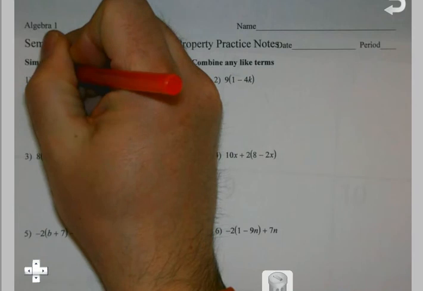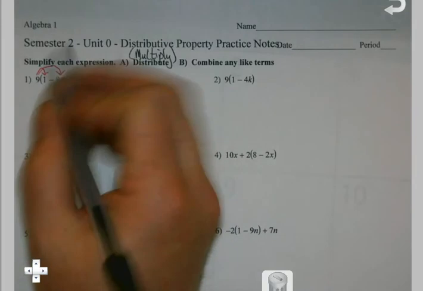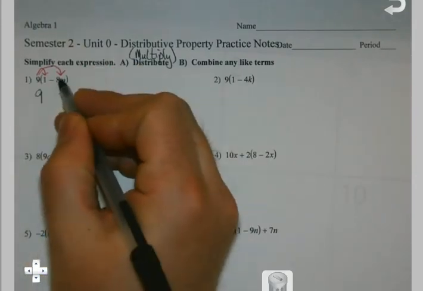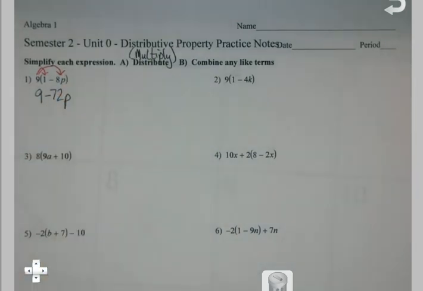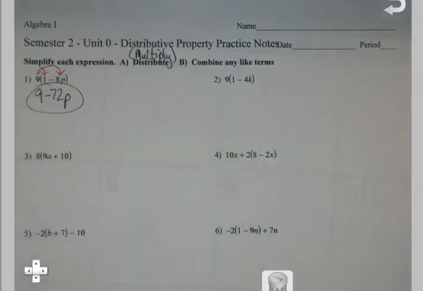So like here, that 9 that's outside multiplies through to each term inside. And when I talk about terms, those are the things that get separated if there's a plus or a minus. So I have 2 terms this time. And then I'm just going to multiply. So 9 times 1 is 9. 9 times negative 8 is negative 72, but there's a p this time. And again, if you're more comfortable using a calculator to multiply when you're distributing, that's fine. But here, I don't have like terms because this has a variable and this doesn't. That's as far as I can go. We'll keep life simple.